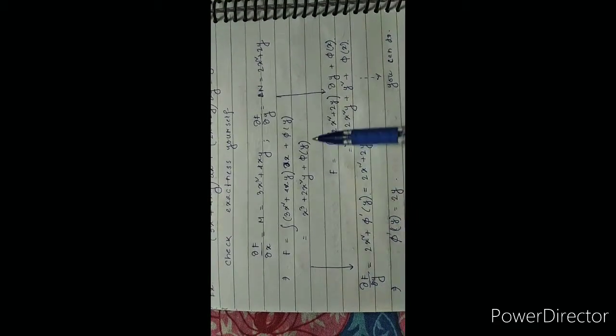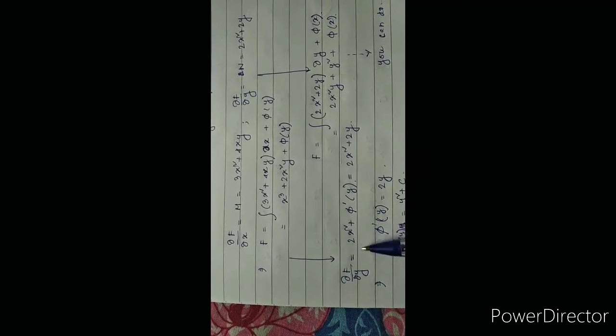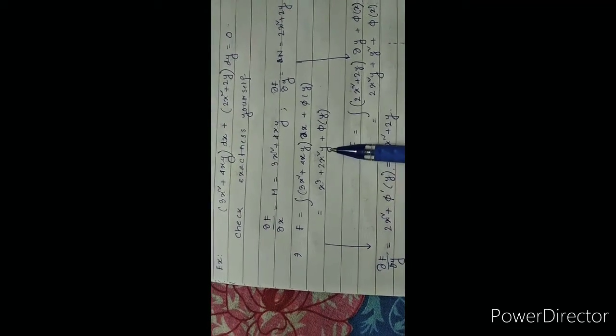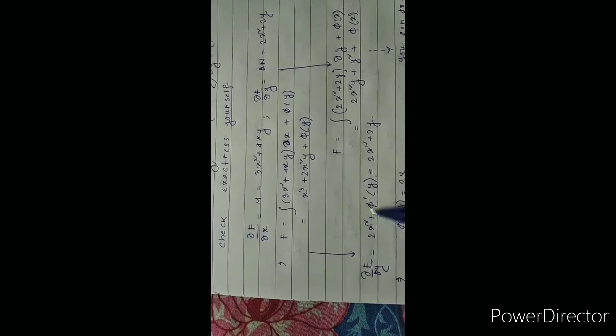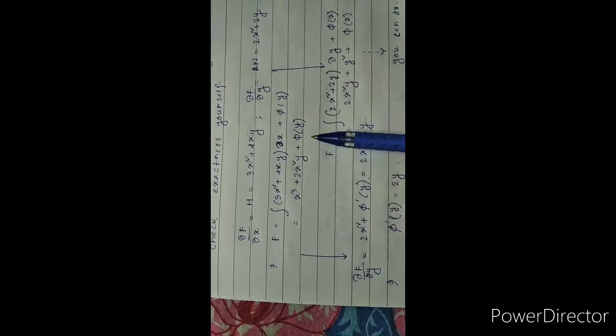Now we have f, which is this thing. Now if you partially differentiate f with respect to y, you get this thing. x cube will vanish, x square y, if you differentiate it partially with respect to y, becomes 2x square, and this phi of y becomes phi dash y. Okay, because you are partially differentiating with respect to y, and this is a function of y, so it will actually become phi dash y, that means d phi dy.